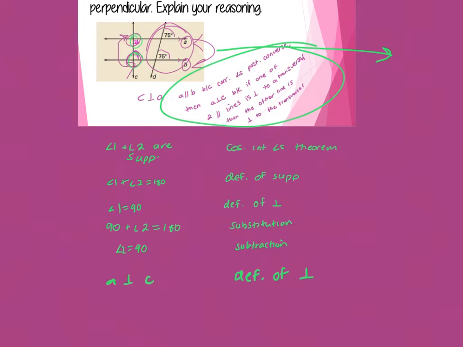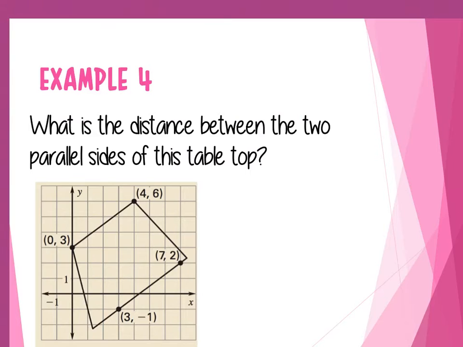The camera is a weird thing that it shows what I did. All right, example 4, last one, says: what is the distance between the 2 parallel sides of this tabletop?